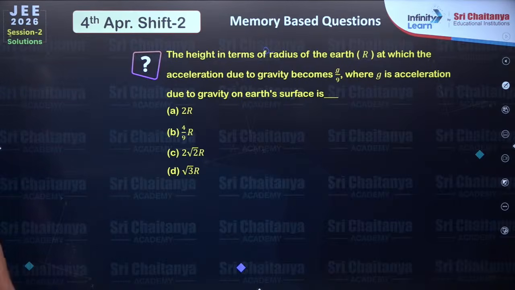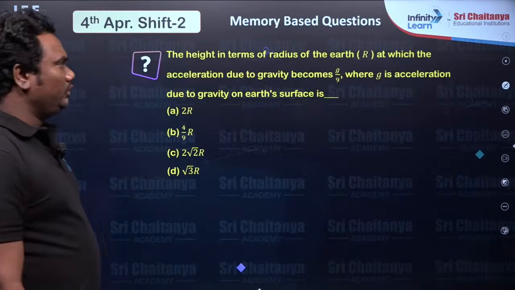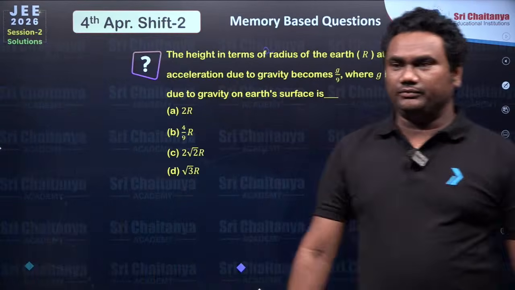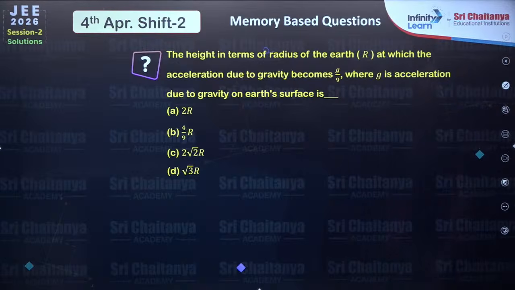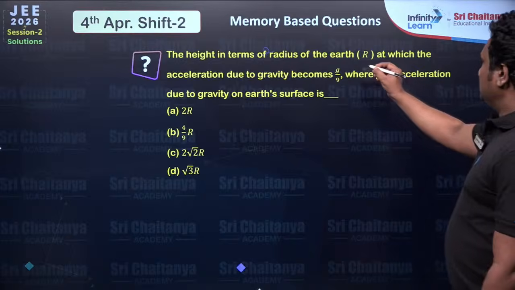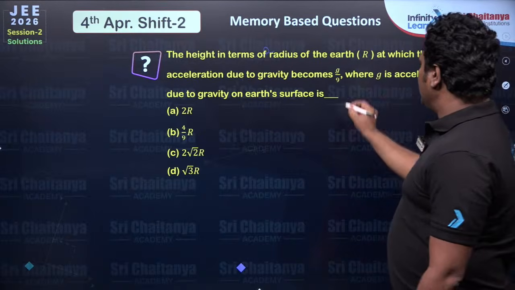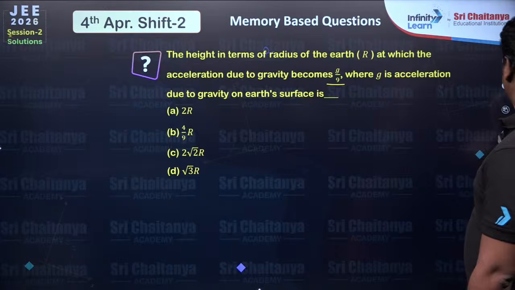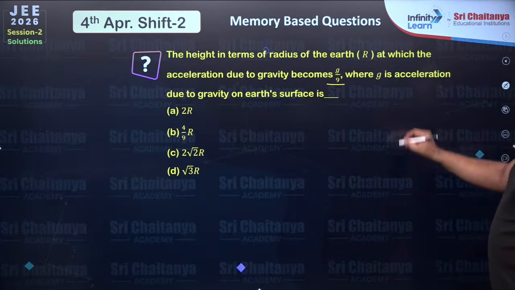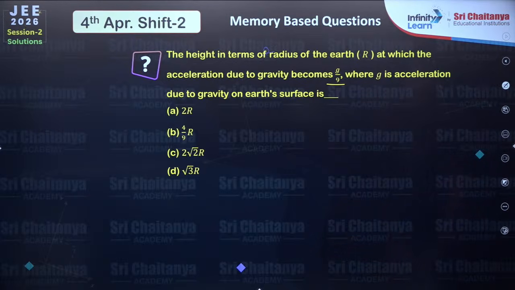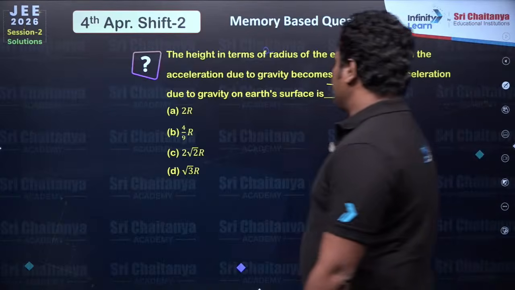Easiest chapter, gravitation, an easy question and a most important topic also: acceleration due to gravity, variation of g with respect to height. Find the height in terms of Earth's radius R at which acceleration due to gravity is g by 9, where g is the acceleration due to gravity on the Earth's surface.